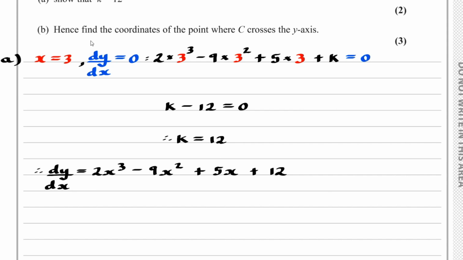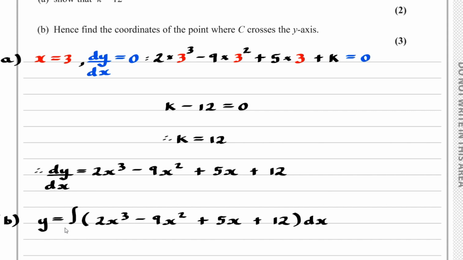For part B, hence find the coordinates of the point where C crosses the y-axis. To find out where C crosses the y-axis, we need our function f of x. And to find out what f of x is, we would have to integrate dy over dx. So, for part B, y is found by integrating dy over dx, so y is equal to the integral of 2x cubed subtract 9x squared plus 5x plus 12 with respect to x.